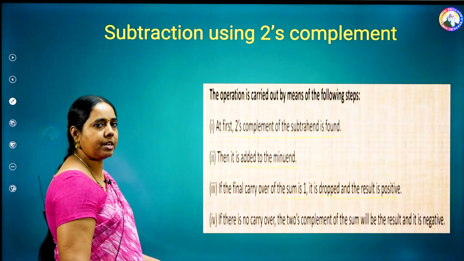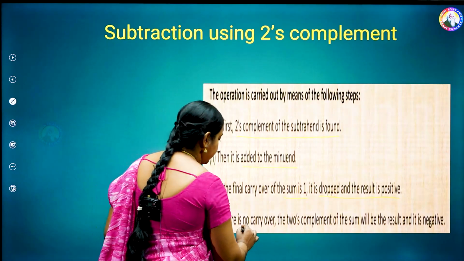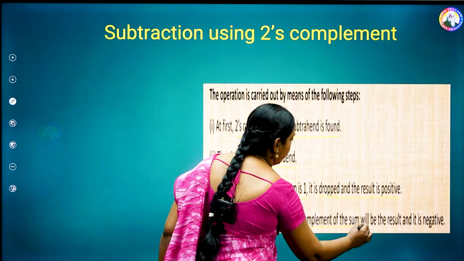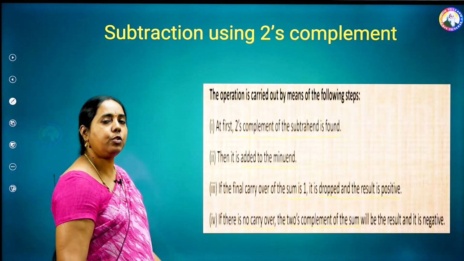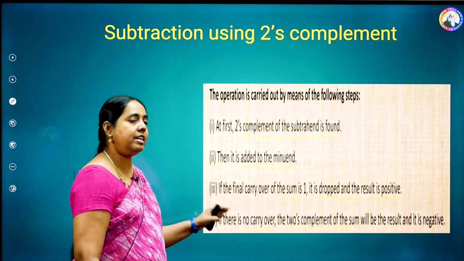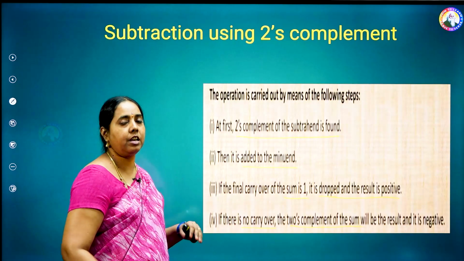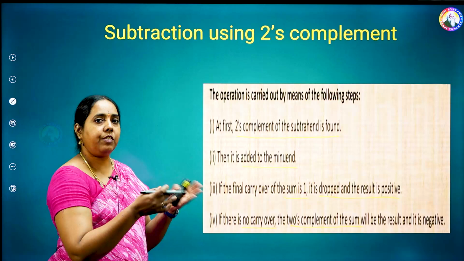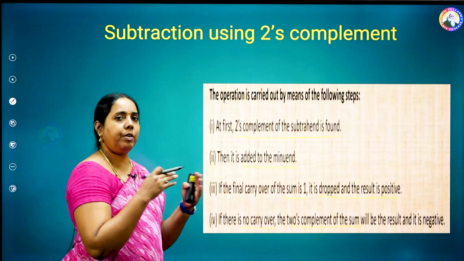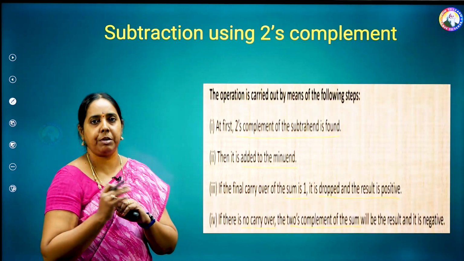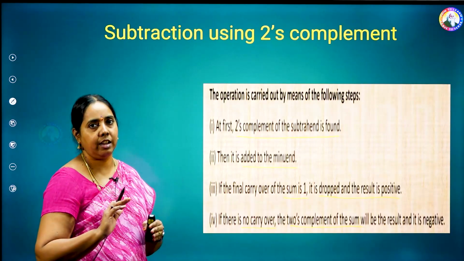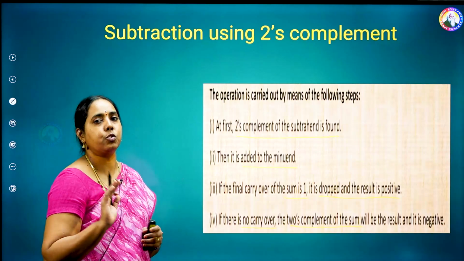That result represents a positive number. If the carry doesn't exist, then we need to take the 2's complement of the sum, meaning the 2's complement of the result. If carry exists, I ignore that carry. If carry doesn't exist, I take the 2's complement. What we discussed in 1's complement: if carry exists, I add that carry to the LSB bit, whereas if carry doesn't exist, I take the 1's complement of the result. Here in 2's complement, if carry exists, I ignore it; if it doesn't exist, I take the 2's complement of the result.